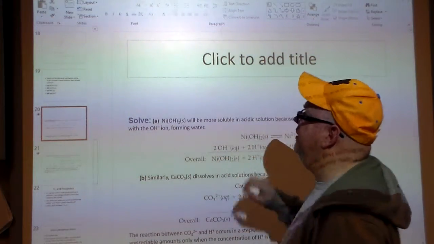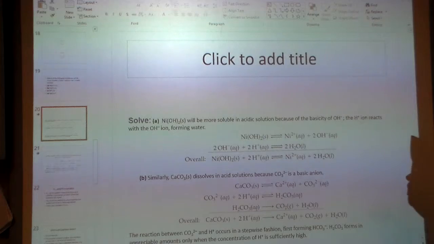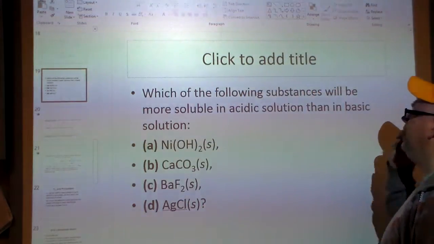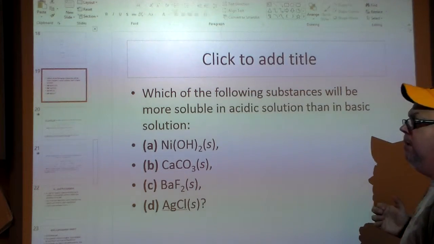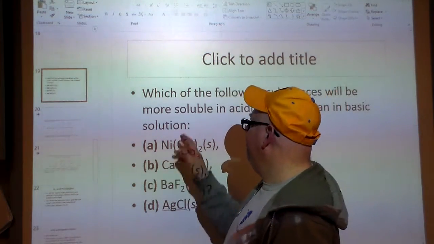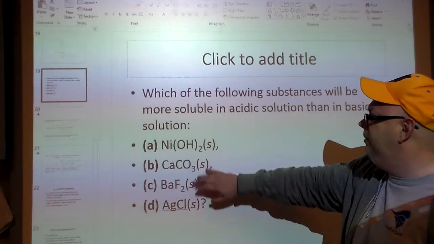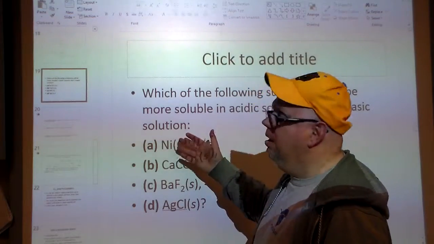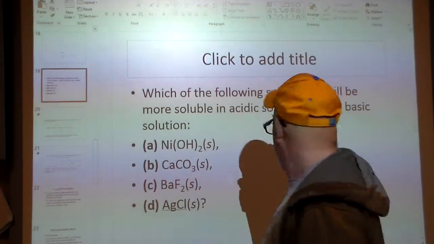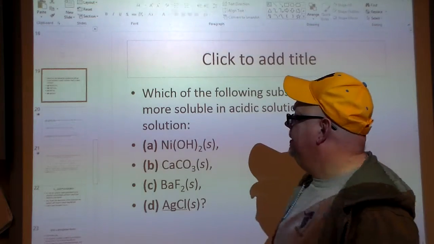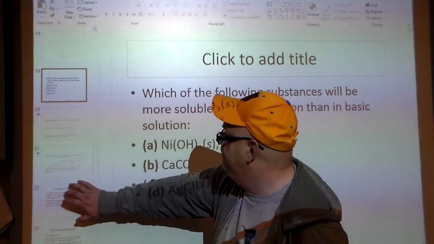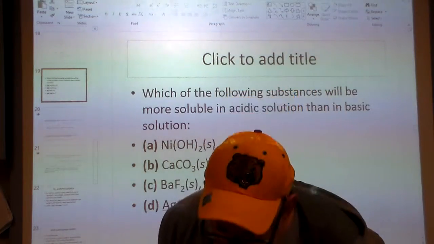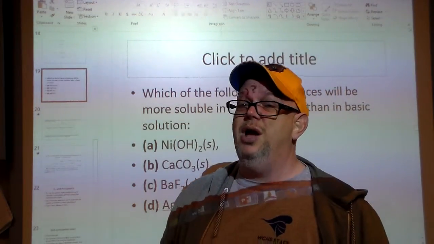But again, with this one they do go into an explanation about which ones dissolve more in an acidic solution as opposed to a basic solution. Part of it you may not necessarily be able to tell by looking at the formulas. But guys, at this point I'm going to have to stop. I am running out of time and trying to keep this under 20 minutes.